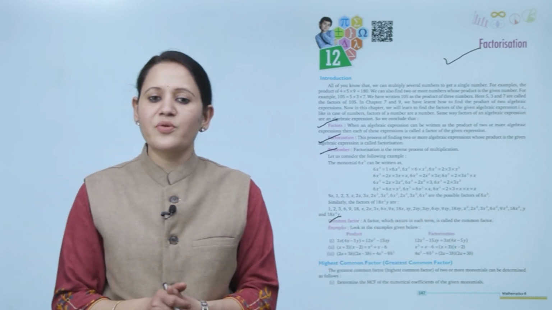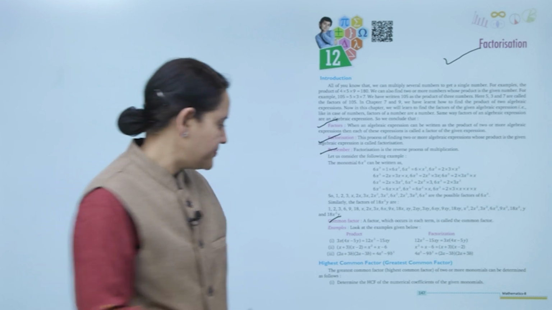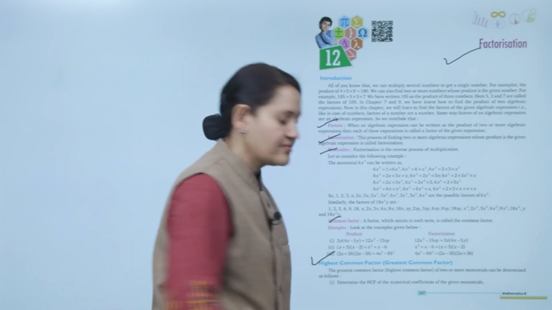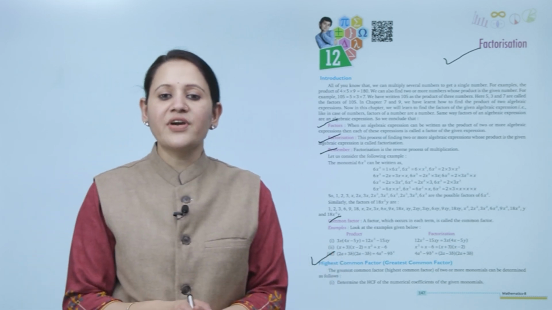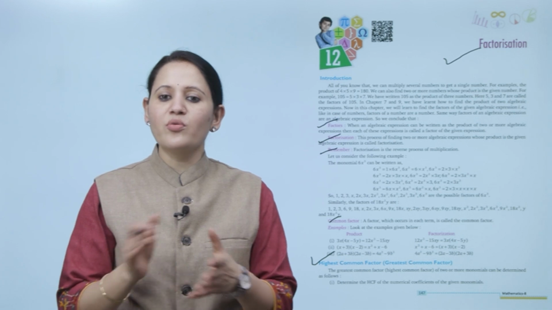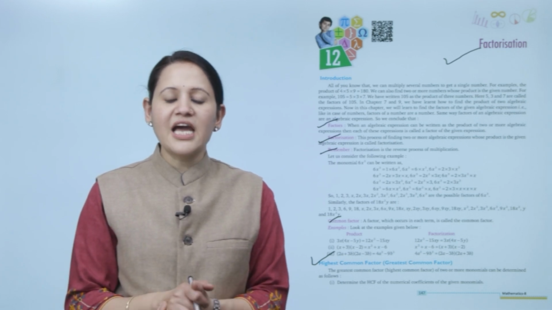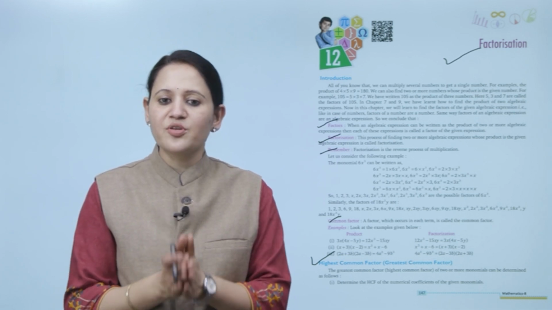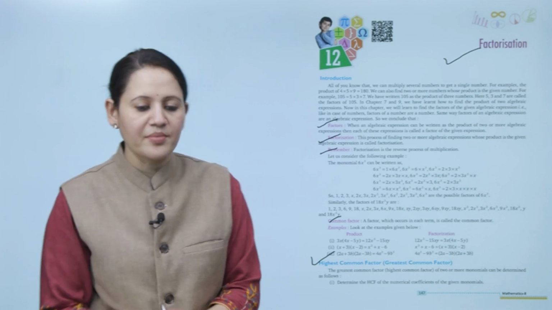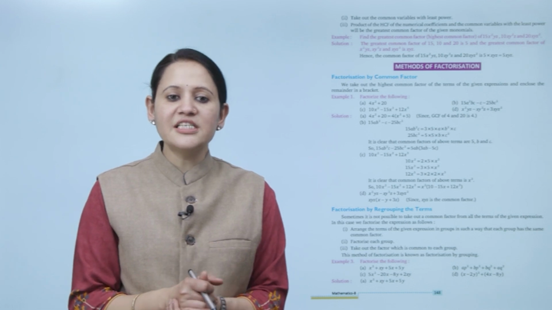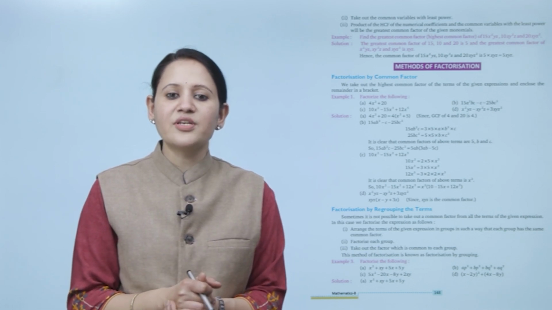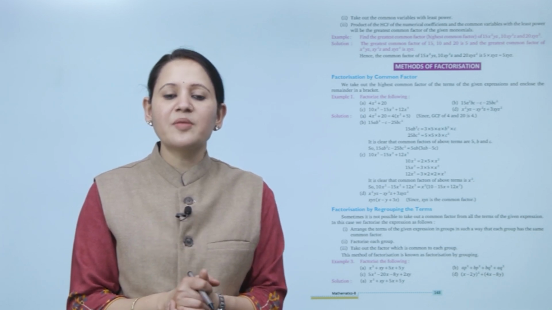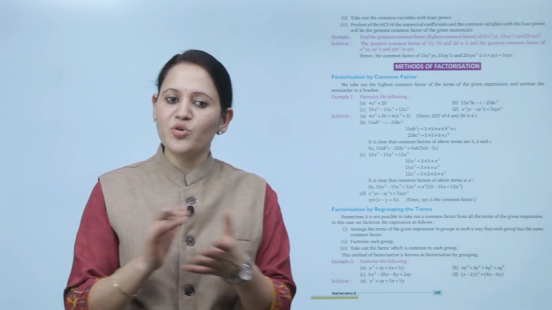Next is highest common factor or greatest common factor. The greatest common factor or highest common factor of two or more monomials can be determined as follows. Determine the HCF of the numerical coefficients of the given monomials. Take out the common variable with the least power. The product of the HCF of the numerical coefficients and the common variable with the least power will be the greatest common factor of the given monomials.